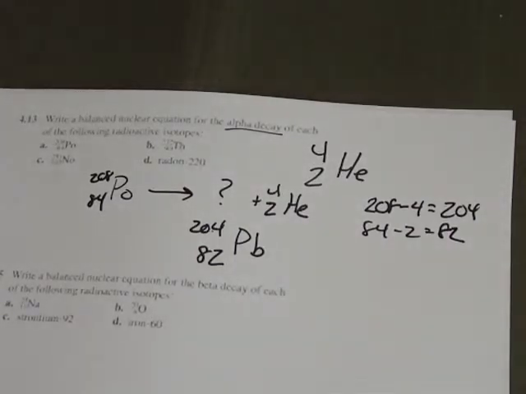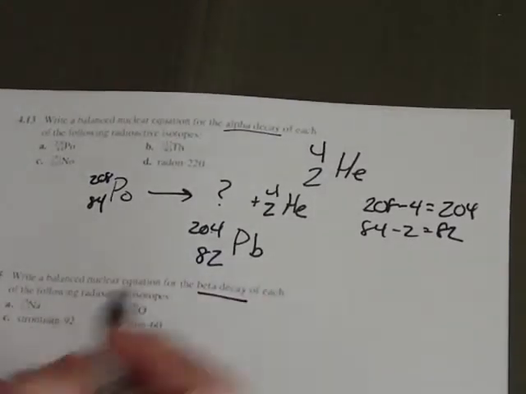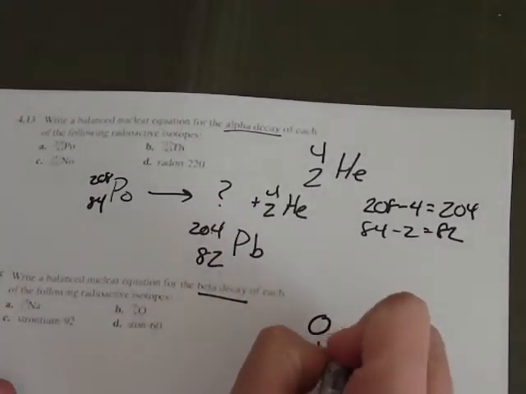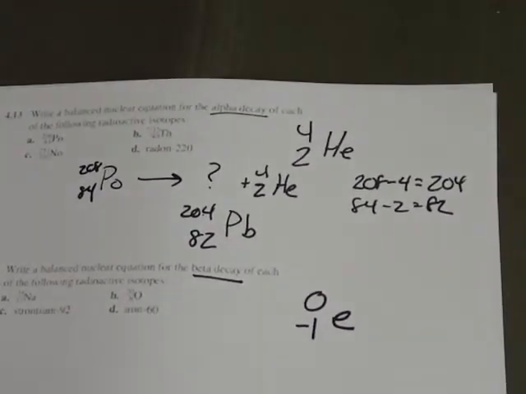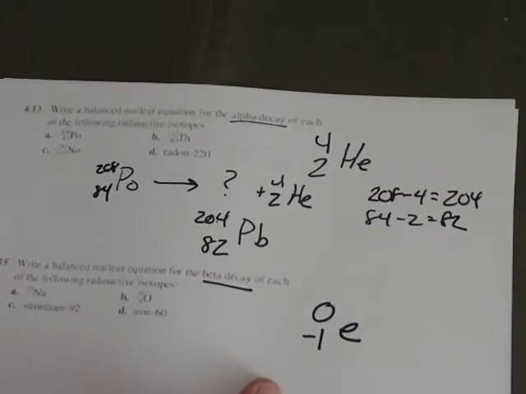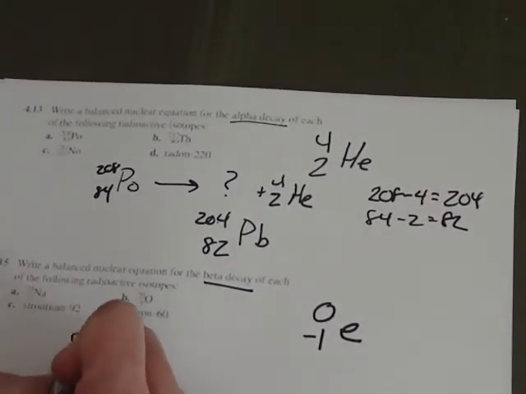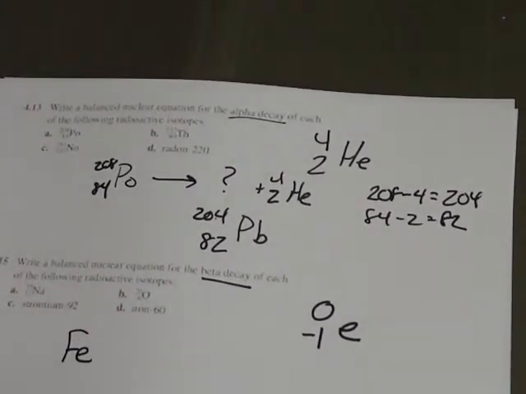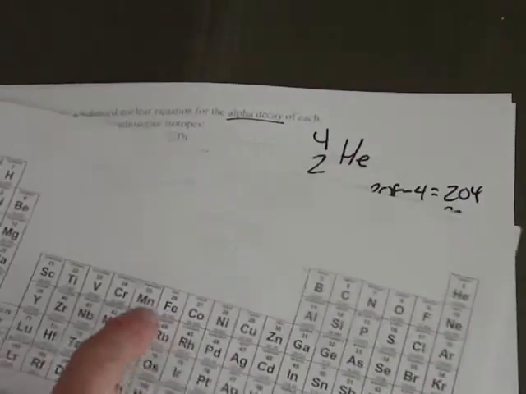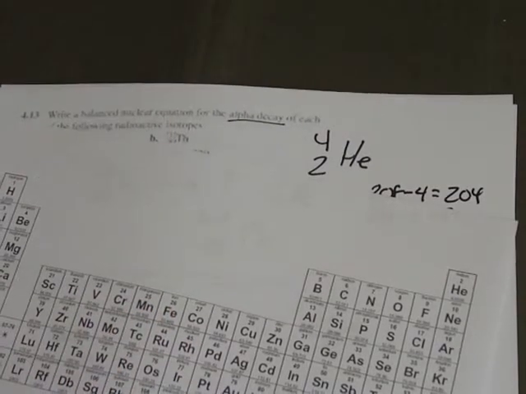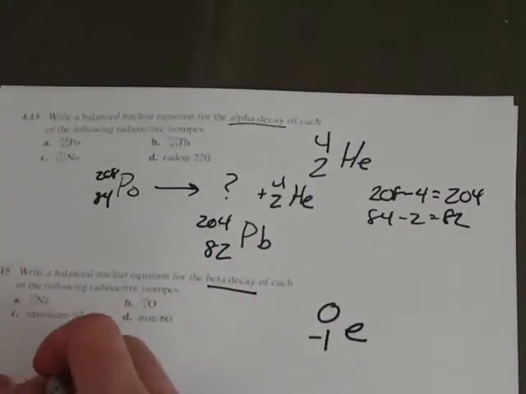For number 15, it's asking us to write a balanced nuclear equation for beta decay. So remember beta, 0, minus 1, e. It's going to have a high energy electron getting out of there. We'll do iron 60. Fe is iron, 60 is the mass number, and then we go to our periodic table and find the atomic number of 26.